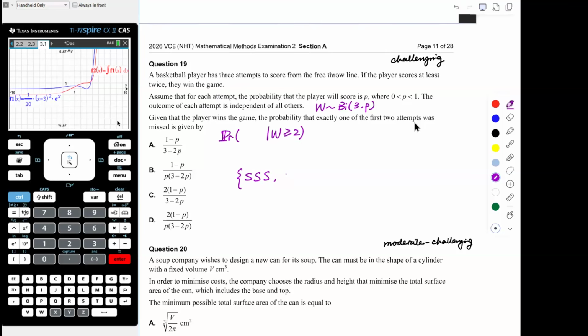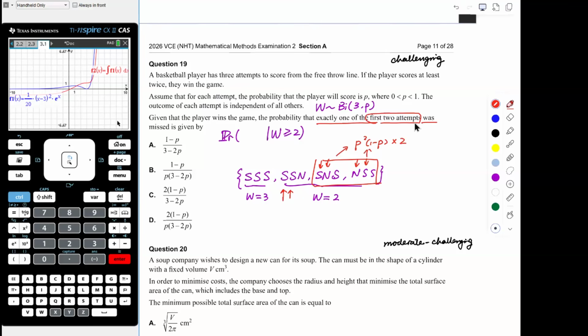Based on the conditional statement, we only consider the 4 cases, and the specific requirement is exactly one of the first 2 was missed. So I would like to see which cases had an N in the first 2 outcomes. So it's only these 2. Therefore, each one will have, let's say, p squared times 1 minus p, and 2 lots of them, okay?